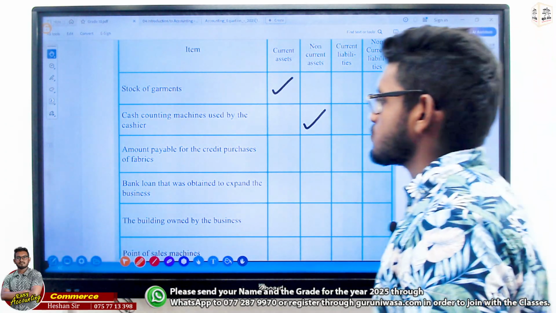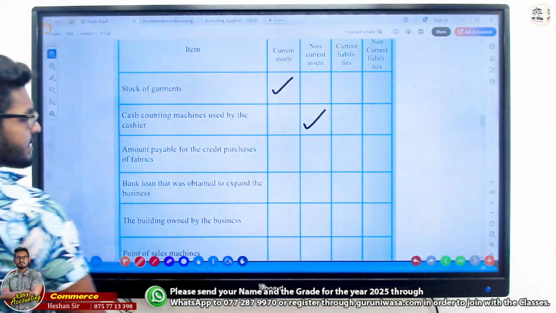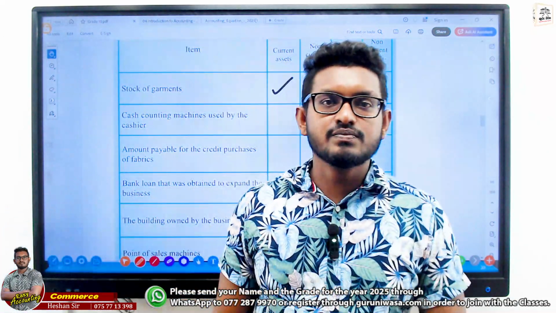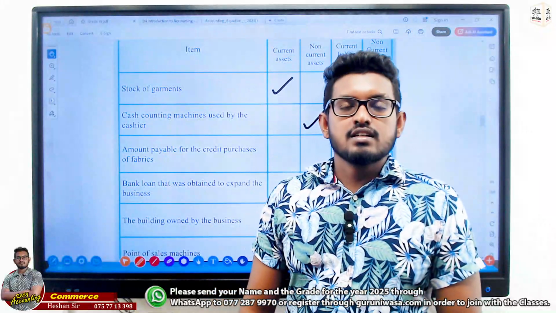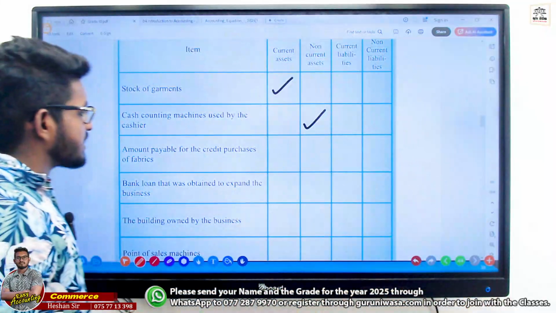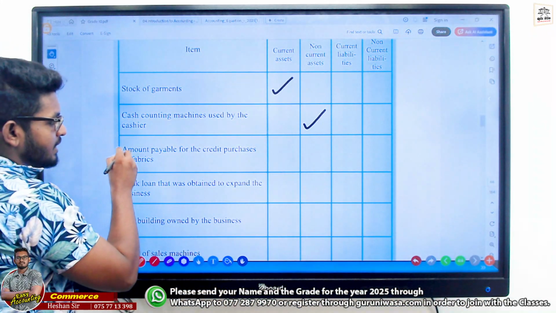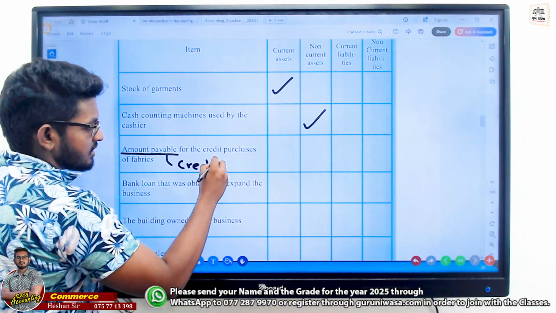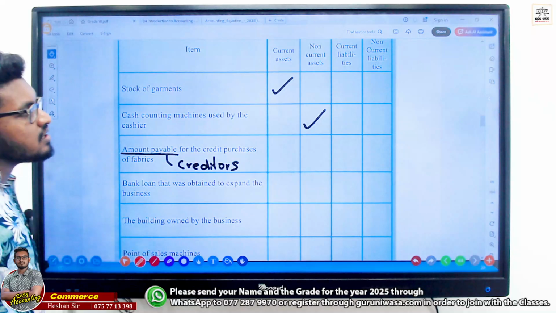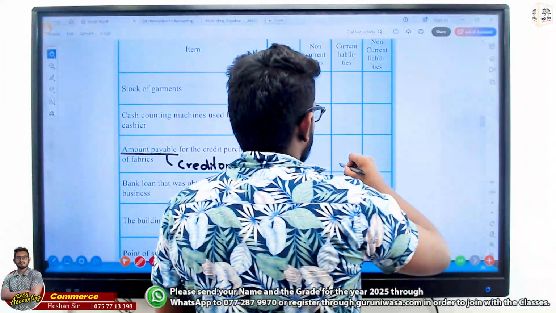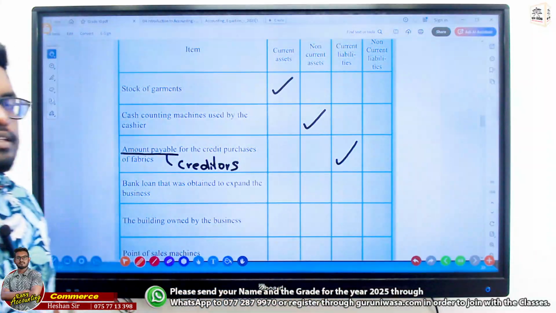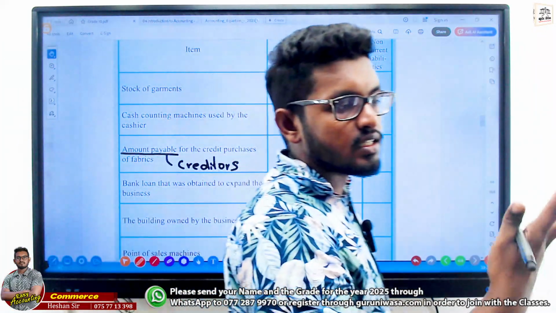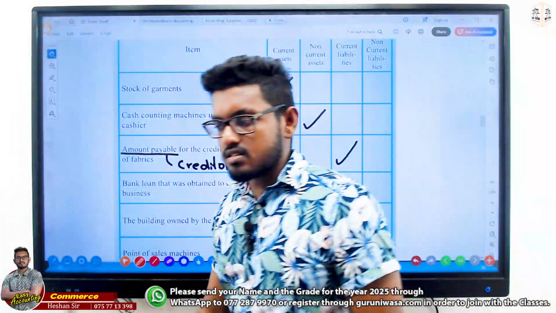Right? Next one. Amount payable for the credit purchase of fabrics. Current liability? Amount payable for the credit purchase of fabric means amount payable to whom, guys? Creditors. Creditors, right? Creditors are current liability. Told you we need to pay them sooner, less than 12 months.